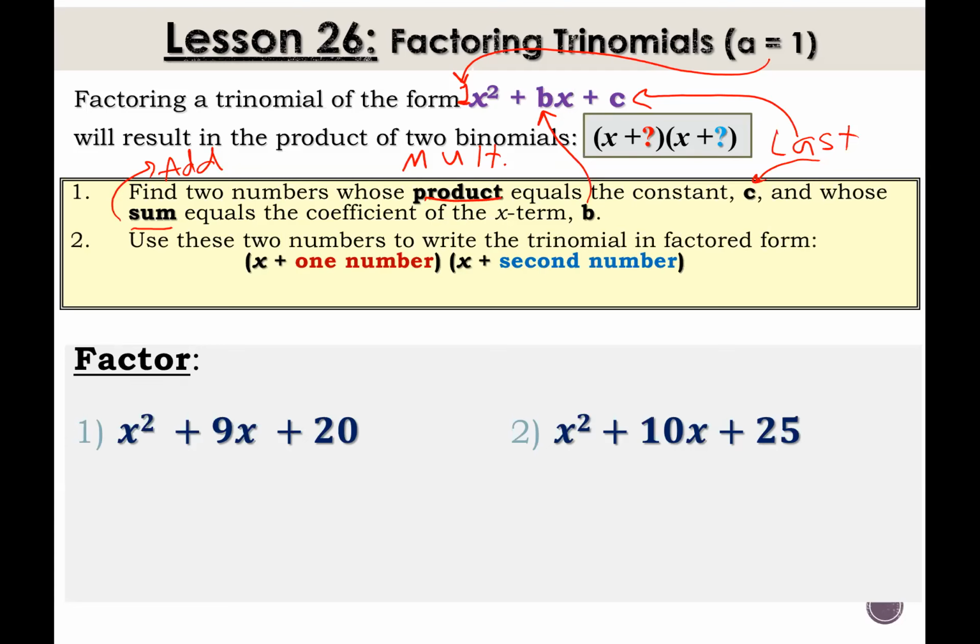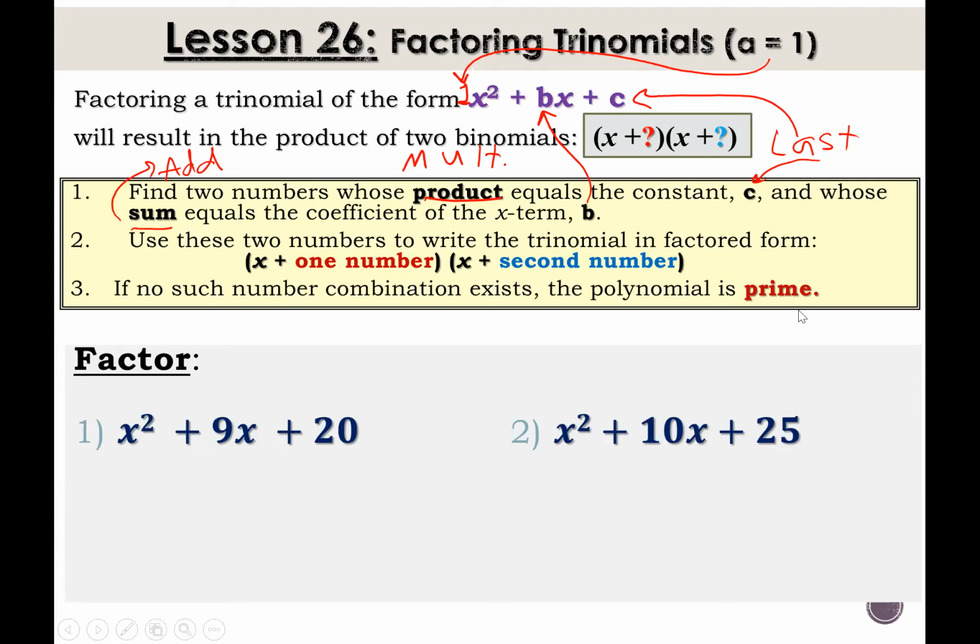Okay, and then once we find those numbers, I mean, step 1, that's the work of the problem. Once we find those numbers, then we're able to pretty much fill in our answer. So use these two numbers to write the trinomial in factored form. x plus one number times x plus a second number. If those numbers happen to be negative, we might have minus signs rather than plus signs. Okay, and if no such number combination exists, the polynomial is prime.